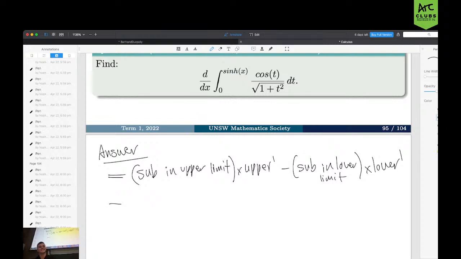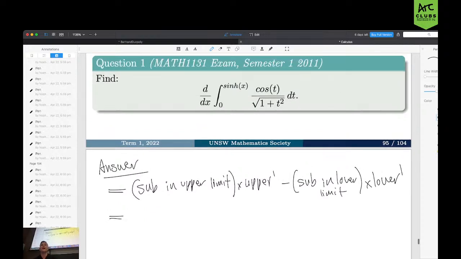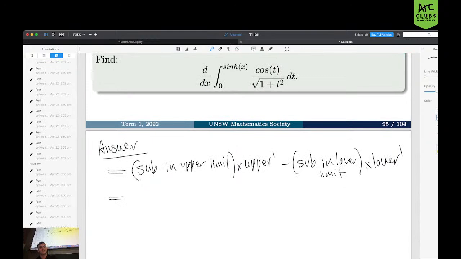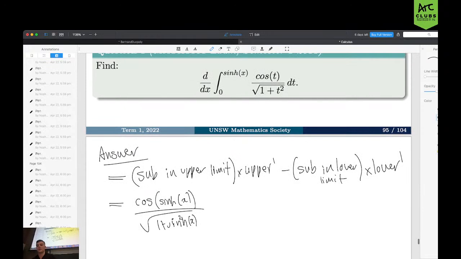Okay, so let's actually do this. Sub in the upper limit. Wherever I see a t, it's no longer t, it's going to be sine of x. So I'm going to say cosine of sine of x over square root of 1 plus sine of x, oh, that's t squared, so square that one as well, times the derivative of upper. Here it's sine x. What's the derivative of sine x? Anyone? Yeah, good. The same way sine goes to cosh, sine also goes to cosh.